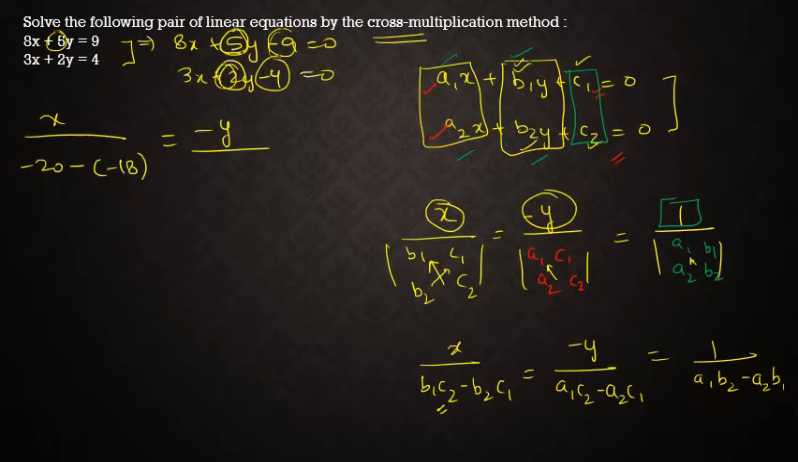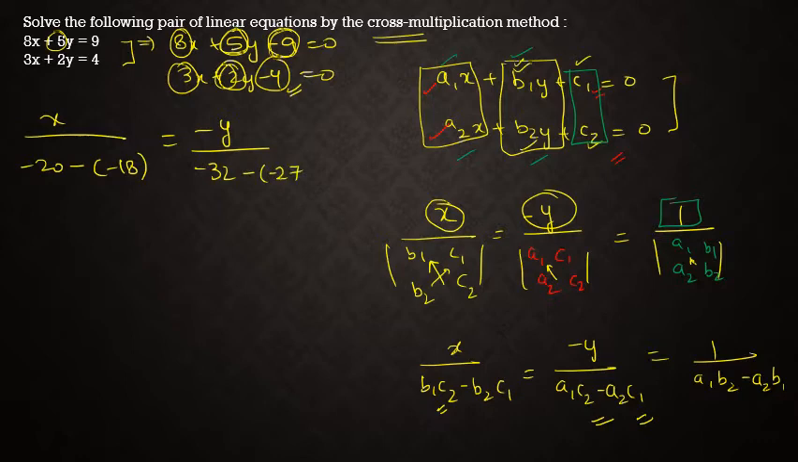Here minus y upon a1c2. So a1 is 8, c2 is what? c2 is minus 4, right? So 8 fours are 32, minus a2c1. a2 is 3, c1 is minus 9. So minus 9 threes are 27.